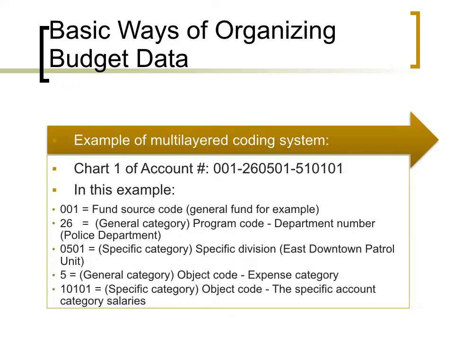So going back to our number, it makes sense now. 001 is the general fund. 26 is the department, which is the police. 0501 is the East Downtown Patrol Division. 5 is an expenditure, and then the 10101 tells me that the expenditure is for salaries.